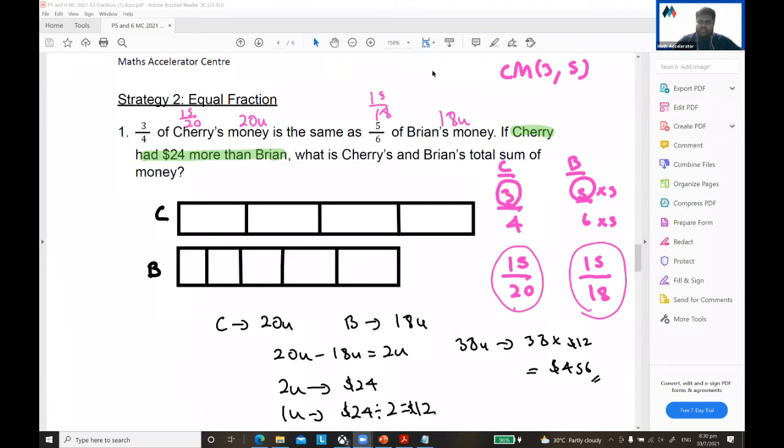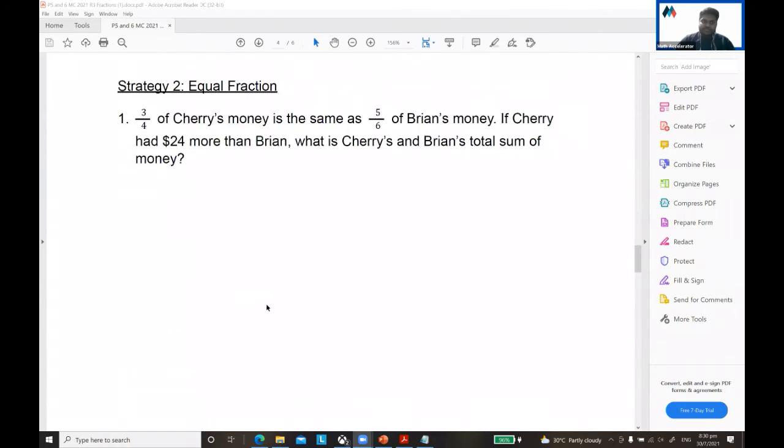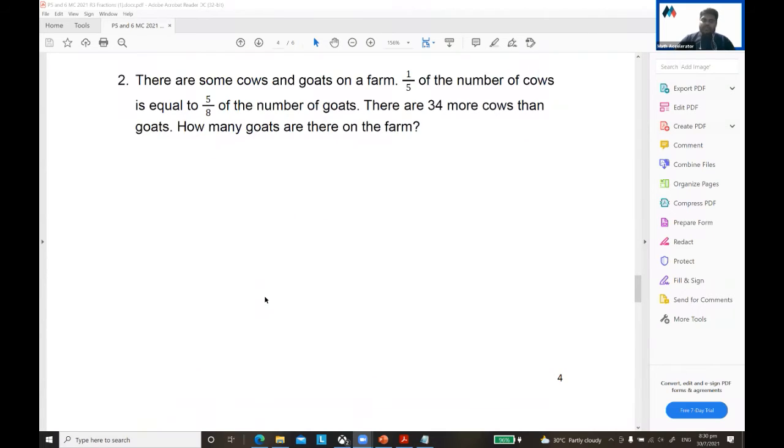Okay, why 38 units? Because as we discussed earlier on, the total units of Cherry is 20, and the total units of Brian's money is 18. We decipher this through the denominator. See, 15 over 20, 15 out of 20 means 20 units is Cherry's. 15 out of 18, which means Brian is 18 units. Okay. All right, let's go to the next question.